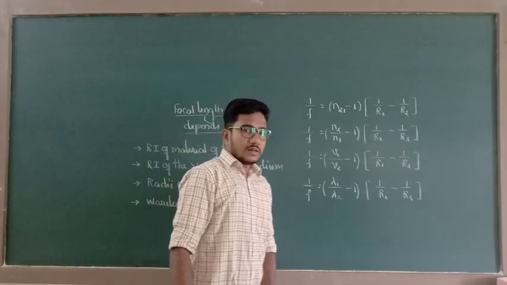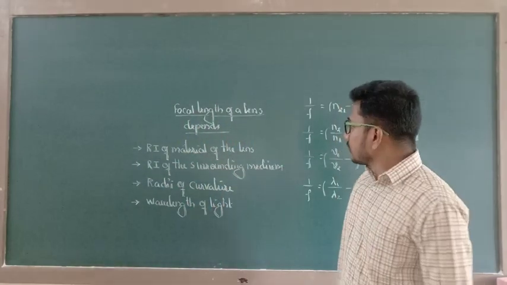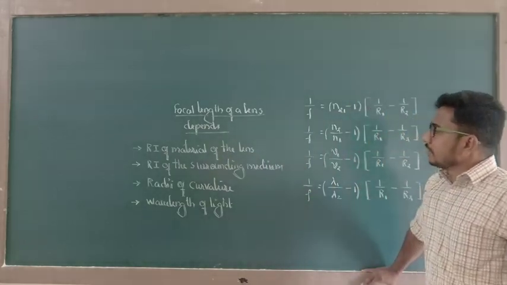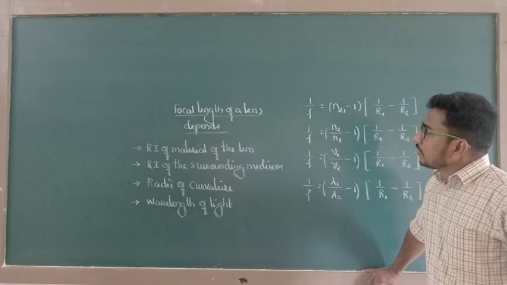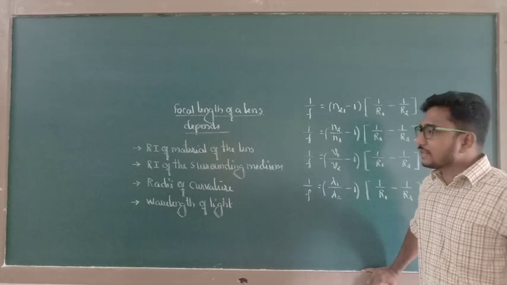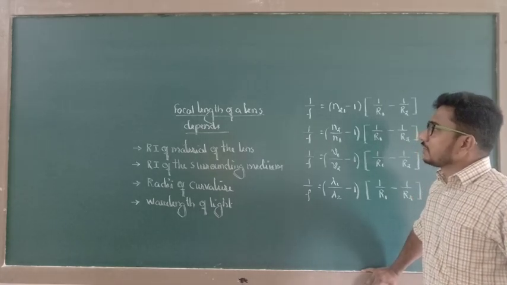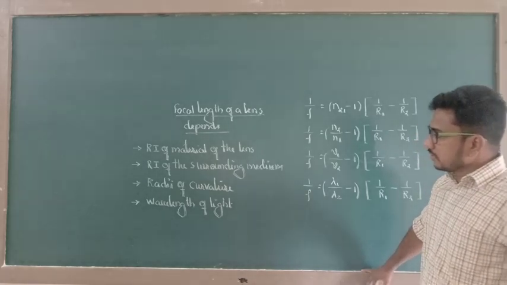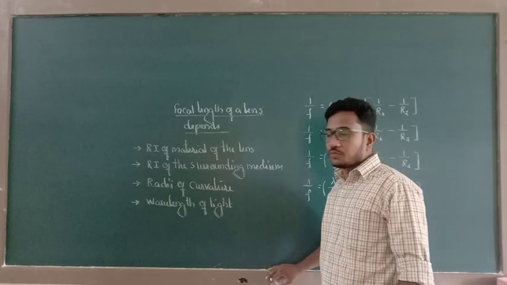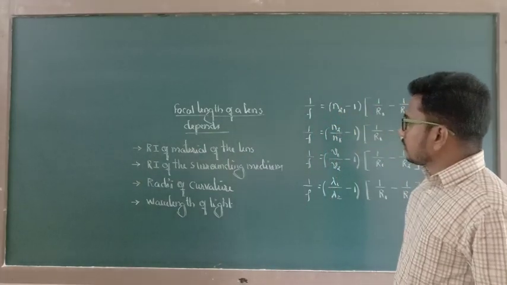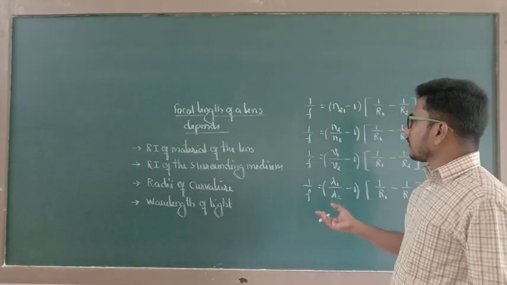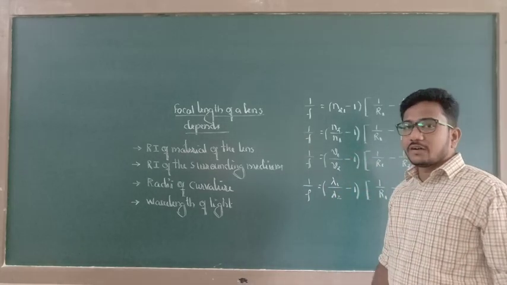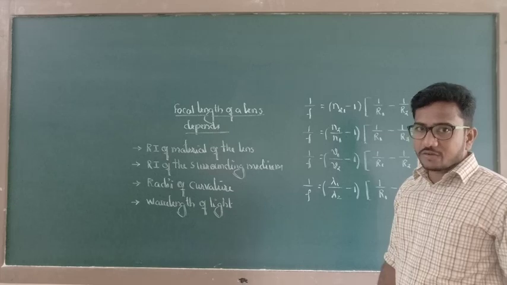Okay, on these factors the focal length of a lens depends. For 2 marks they may ask on which factors the focal length of a lens depends. Then your answer is, among these 4 you can write any 2. On the basis of this, they manufacture a lens of required focal length.